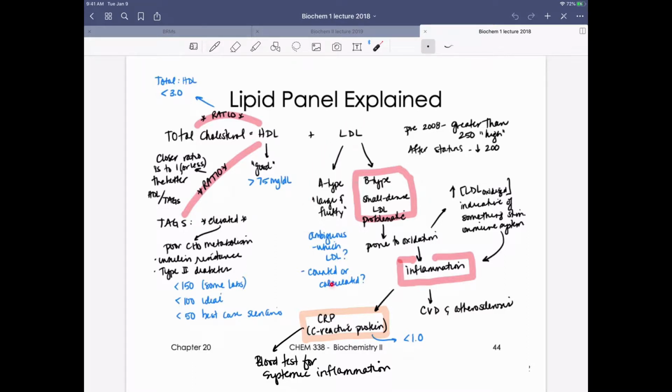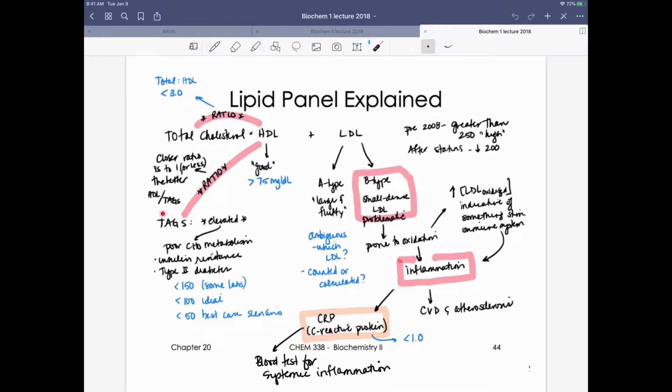So again, we did talk a good bit about the different kinds of LDL particles. I want to talk a little bit more about this good cholesterol, and higher levels, greater than 75 milligrams per deciliter of HDL, are considered to be good. And then importantly, I want to talk about triglycerides. This is probably the biggest lipid marker to look at.